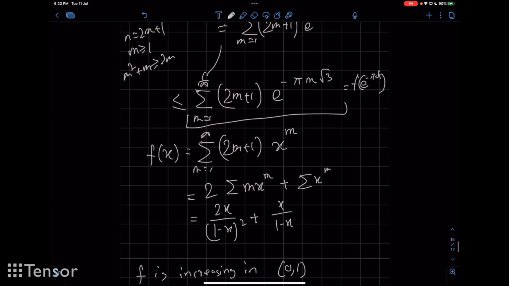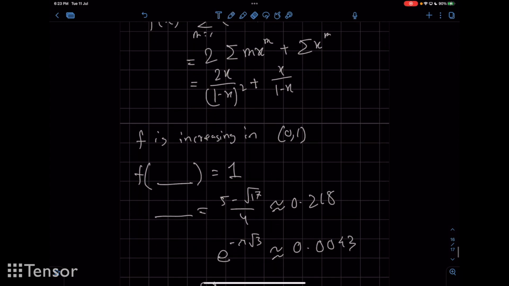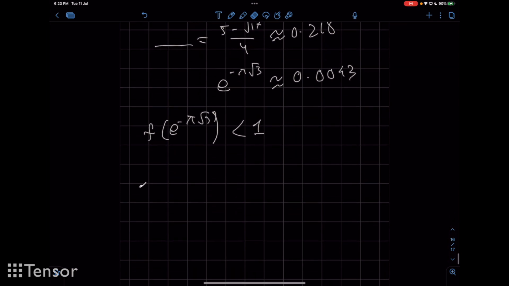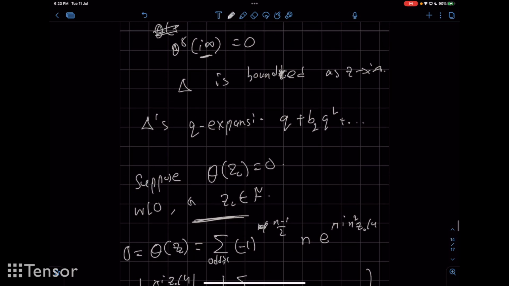So therefore, this sum is smaller than 1, and so we get a contradiction because we have that 1 is smaller than or equal to the sum, which we just proved is smaller than 1. So we get a contradiction. So no such point exists where theta vanishes. So yeah, we're done. Oh, I guess we can take a quick 5-minute break now.